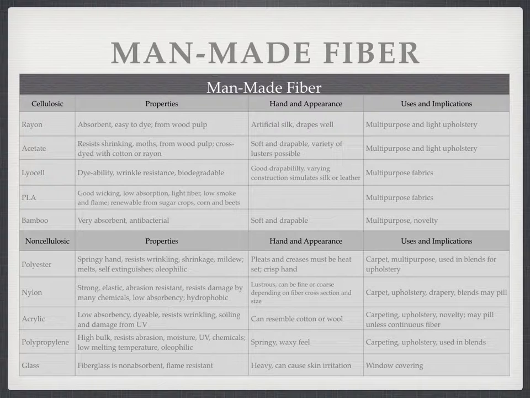Polypropylene is one that you probably won't use a ton, but you'll see sometimes. Once again, carpet, upholstery, often used in blends. And then glass, typically you only see that when you're working with window coverings. The great thing about glass is that it's flame resistant, which is one of the reasons that you'll often use it for window coverings.